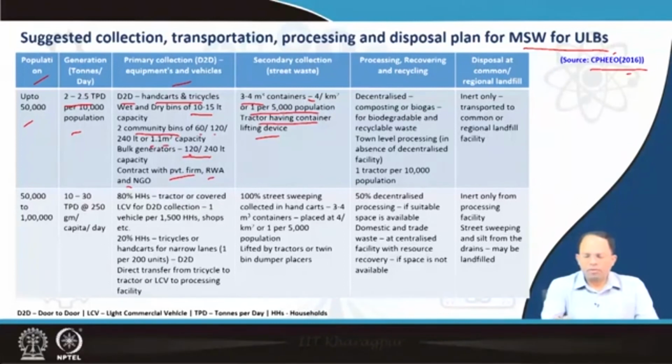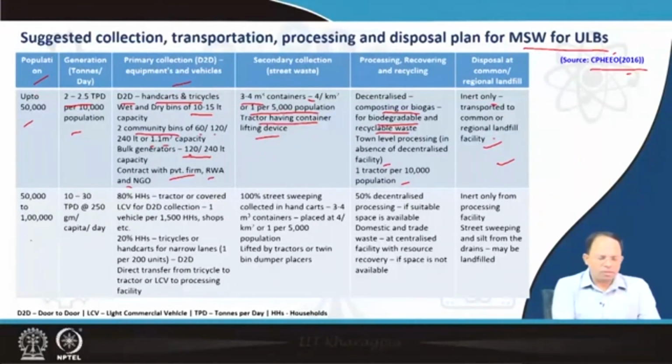And finally, we can go for decentralized composting or biogas for biodegradable and recyclable waste, and town level processing in absence of decentralized facility, and 1 tractor per 10,000 population for transporting this waste. And only inert waste is transported to the regional landfill facility. So that is a suggestion given for smaller towns of around 50,000 capacity.